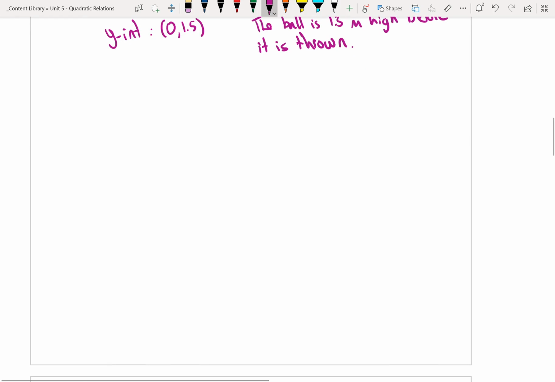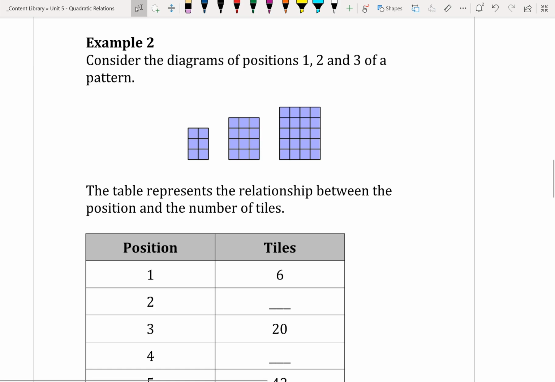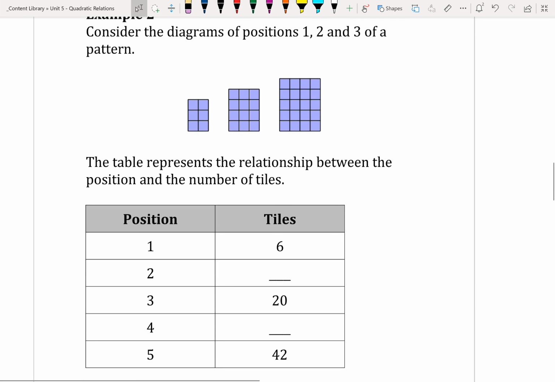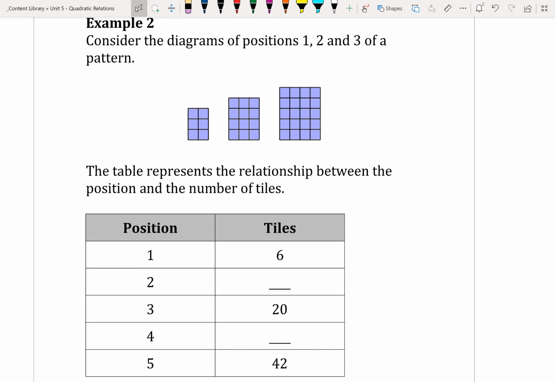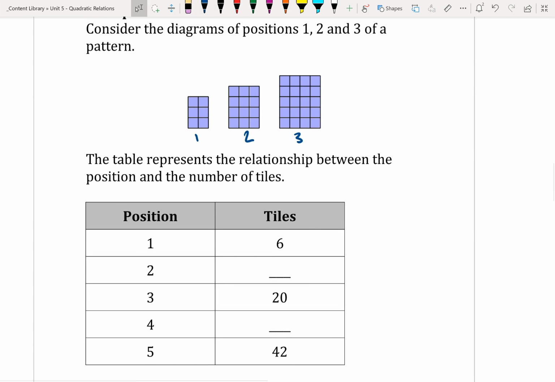In example 2, we're going to look at the same thing, except we're going to have to come up with a table of values and then graph it. So we'll look at using Desmos to help us graph it, but let's fill out our table of values first. So we want to consider the diagrams of position 1, 2, and 3, and the table below represents the relationship between the position number and the number of tiles.